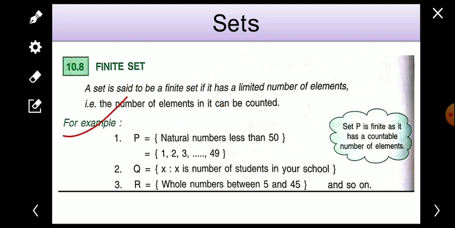For example, P is the set of natural numbers less than 50. If we write the natural numbers less than 50, then all the numbers can be counted very easily.